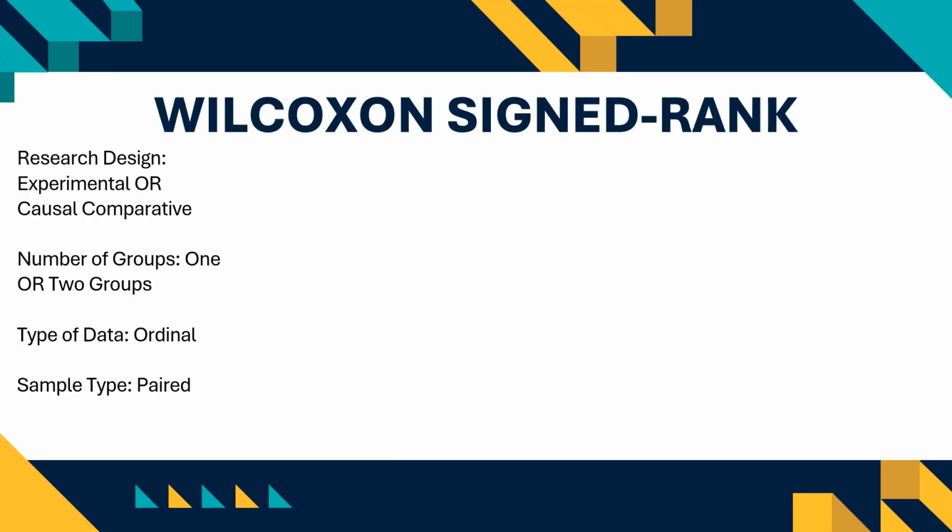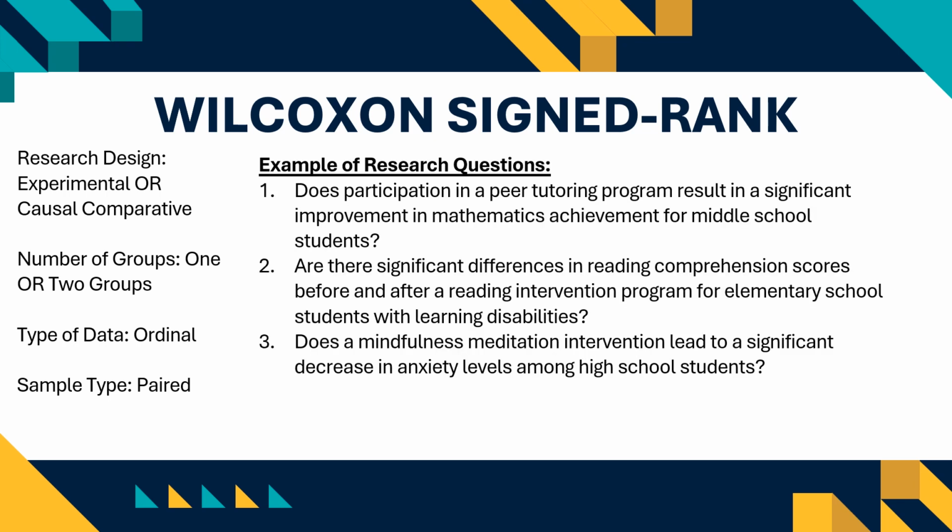This type of test is used if you're using a research design of experimental or causal comparative. You have 1 or 2 groups, your data type is ordinal, and the sample type is paired. Some examples of research questions are, does participation in a peer tutoring program result in a significant improvement in mathematics achievement for middle school students?